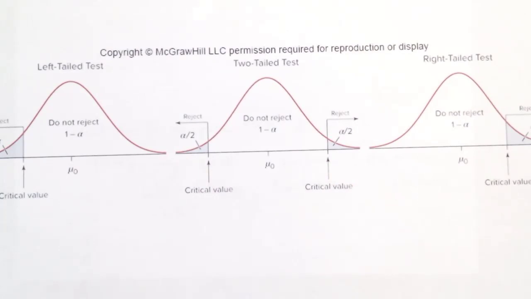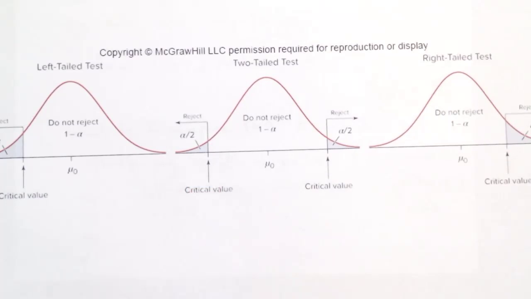What number went with our 90% confidence interval? I wrote that one down last week. 1.645. And notice that it's on both sides. So I need two critical values, a positive one and a negative one, but they're the same number just on each side.